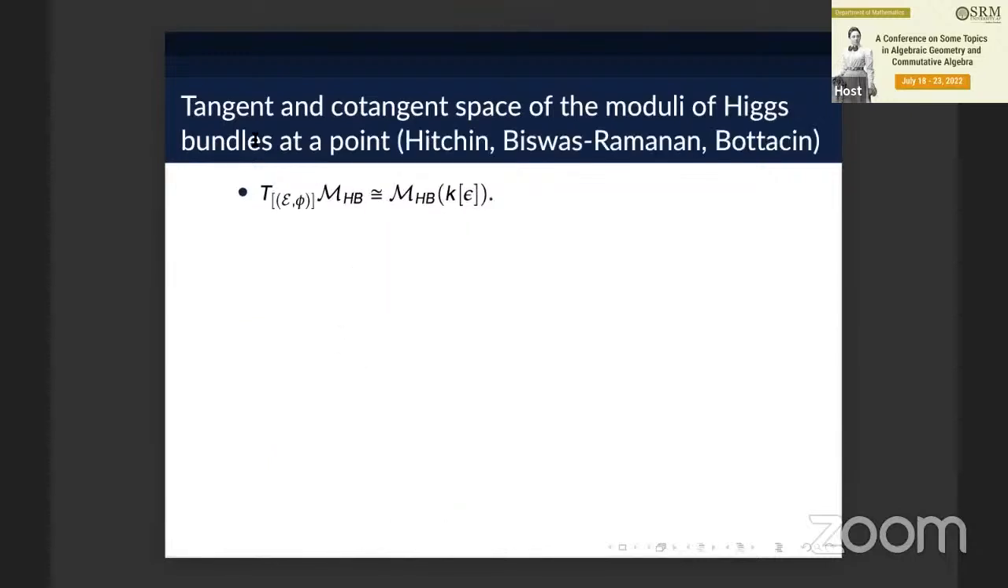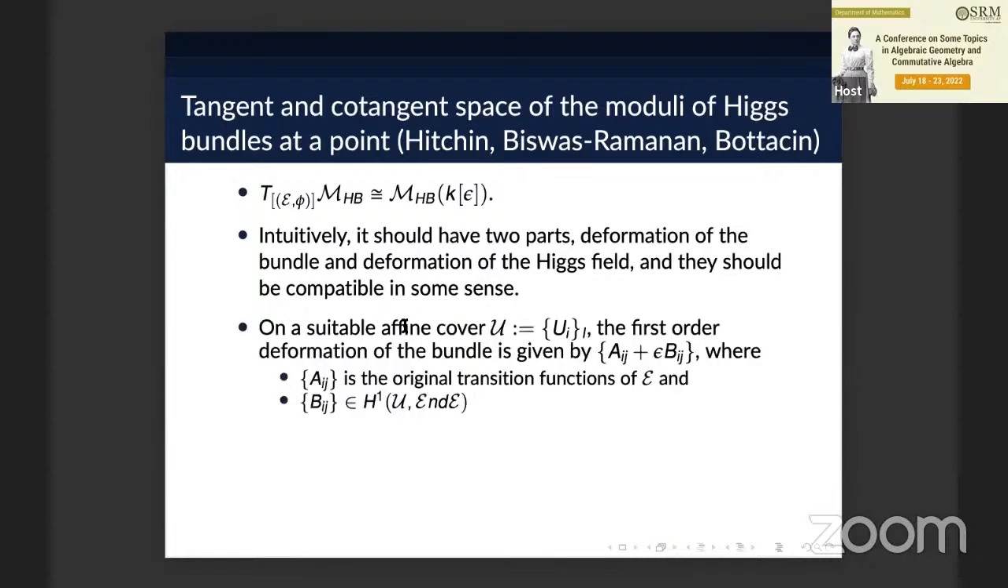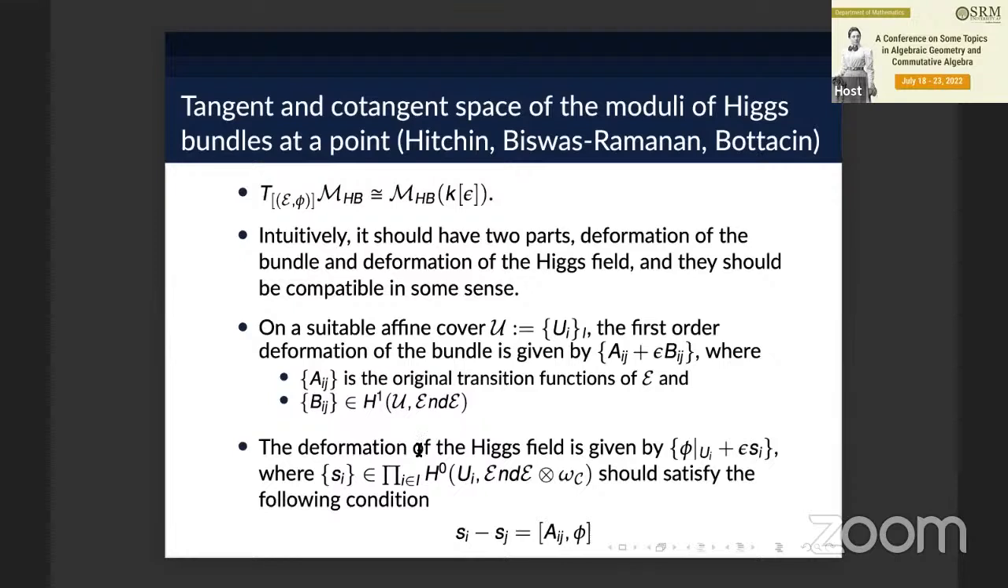So next, we discuss the tangent space of the moduli space of Higgs bundles. So it should be deformations of this given Higgs bundle. So intuitively, it should have two parts, deformation of the bundle and deformation of the Higgs field, and they should be compatible in some sense. So on a suitable affine cover, the deformation of the bundle should be as we have discussed before. And the deformation of the Higgs field is given by the original Higgs field phi plus epsilon times Si, where Si are some local Higgs fields. And since they have to define a global Higgs field on X cross Spec K[epsilon], they should satisfy some condition, and that condition is precisely this.